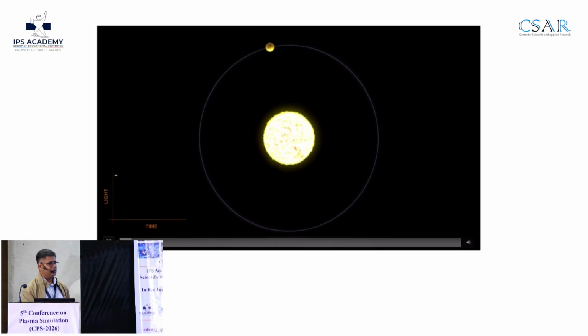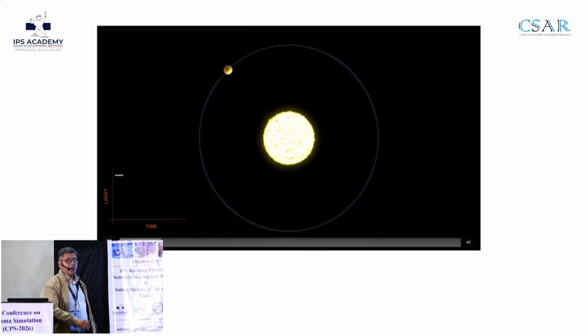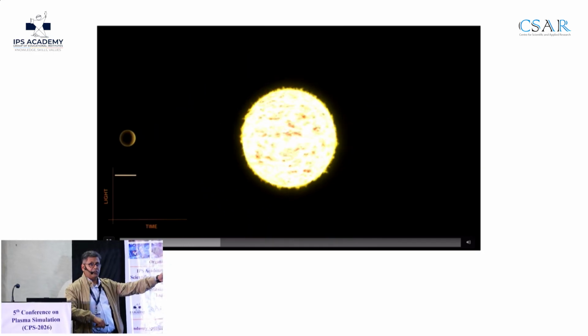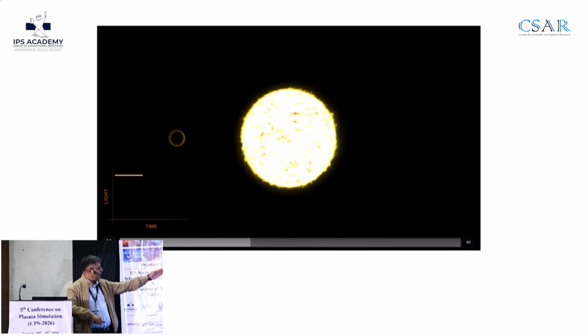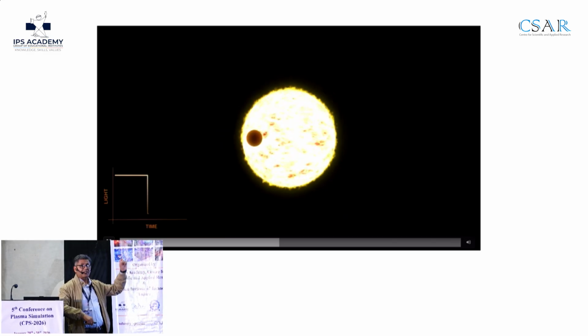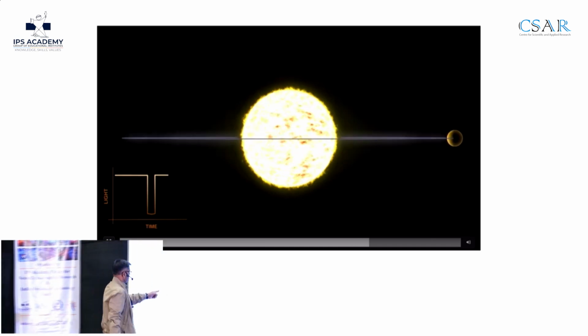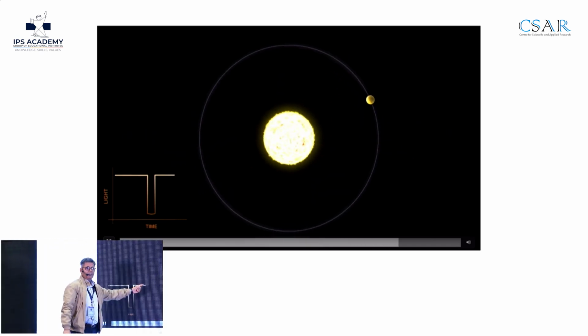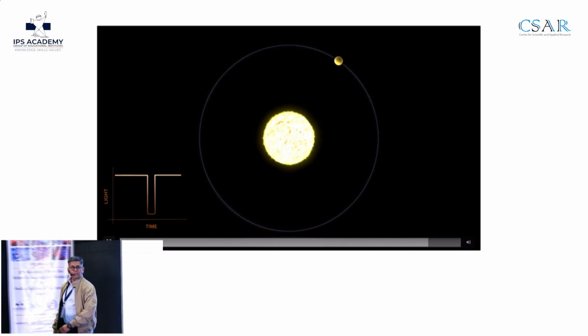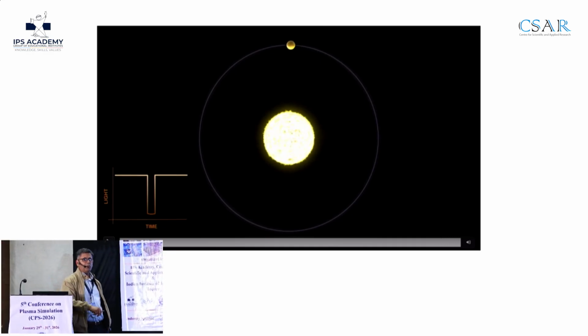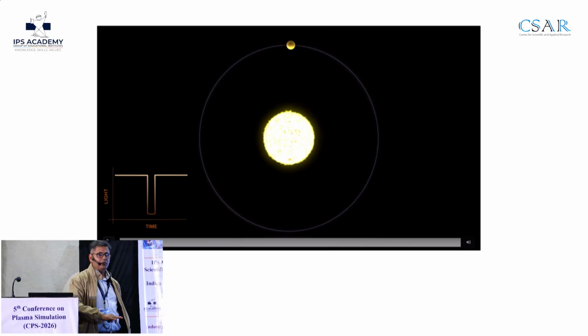So what you see here is a planet orbiting around its host star, and when it passes in front of the observer and host star, there is a slight blockage of the light coming to the observer. You can see there is a dip in the light curve, and this way you can detect the exoplanet. That is one method. Most of the exoplanets now are detected using this transit method.